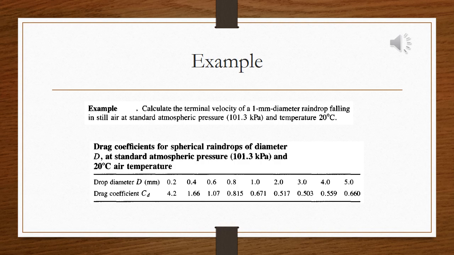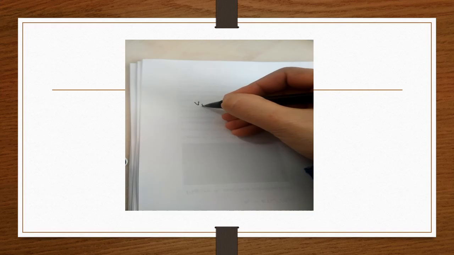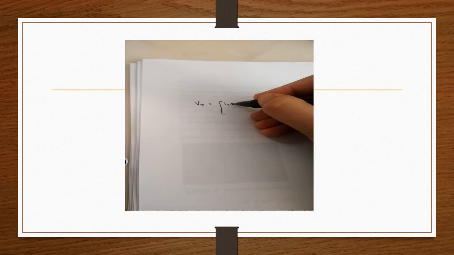We need for this question the drag coefficient for 1 millimeter, which is given in this table as 0.671. And we need, at this condition, which is atmospheric pressure and 20 centigrade degree, the density of water and density of air. Let's go through and solve this question. In this question, we are going to find the terminal velocity of a 1 millimeter diameter raindrop falling. We know that the terminal velocity formulation is equal to 4 times gravitational acceleration times diameter of raindrop over 3 times coefficient of drag, all multiplied by density of water over density of air minus 1, all of them square root.